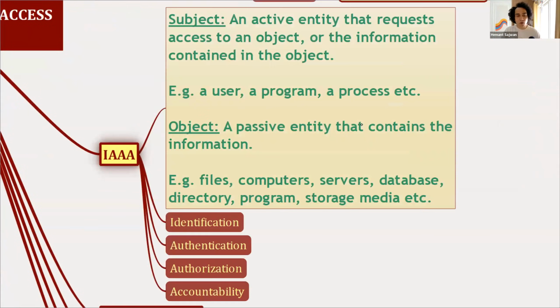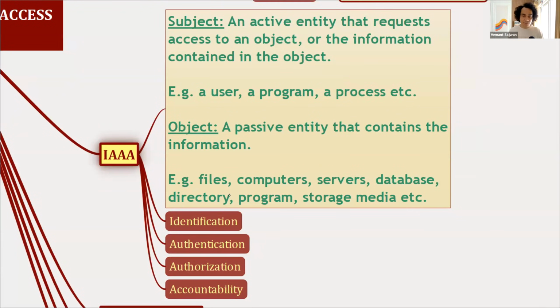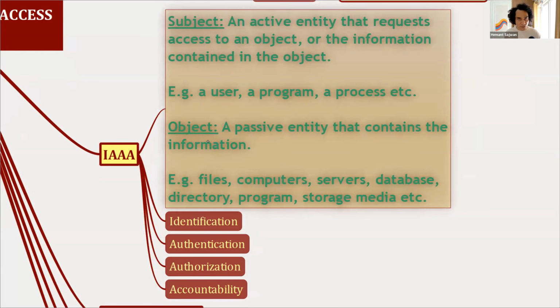Next, we have this concept called IAAA, which stands for Identification, Authentication, Authorization, and Accountability. What are these terms? Let's understand that. But before that, let's understand these two terms, subject and object, because it is about access management, right? Identity and access management. So when we are managing something's access, then two things come into picture.